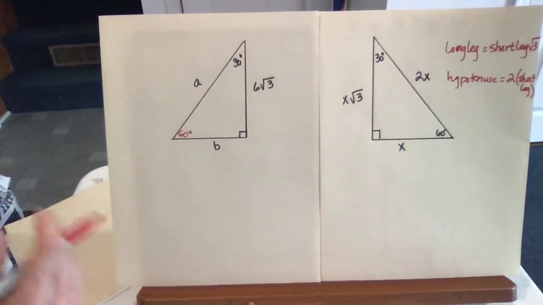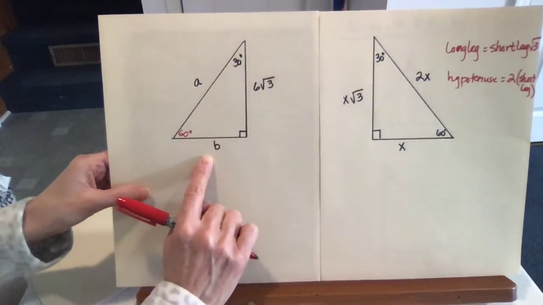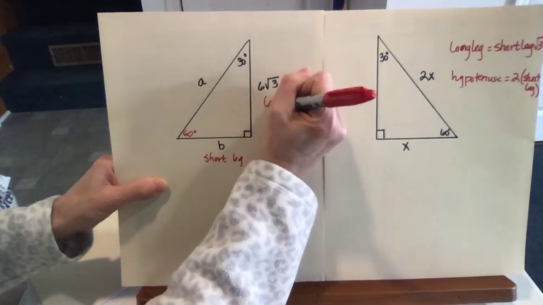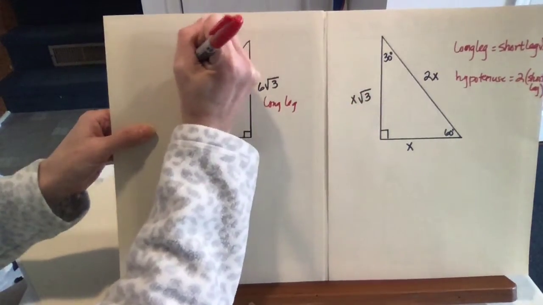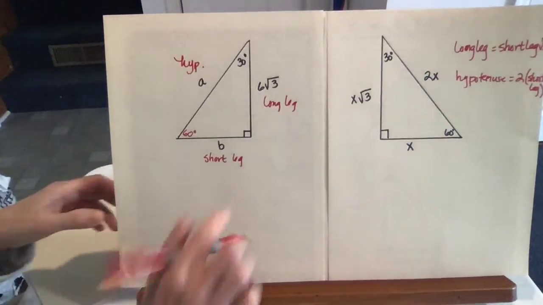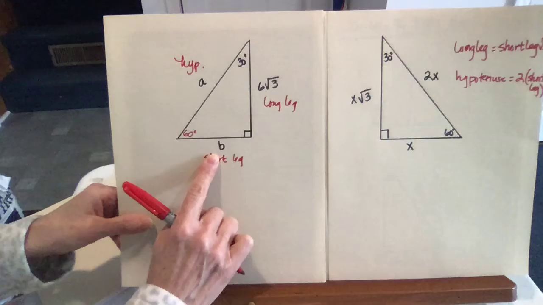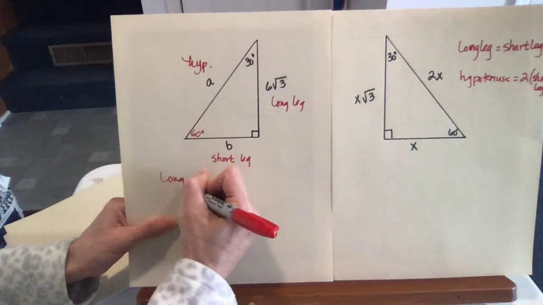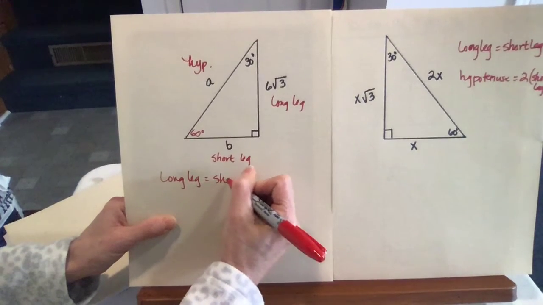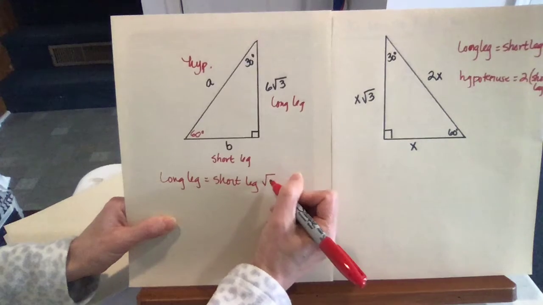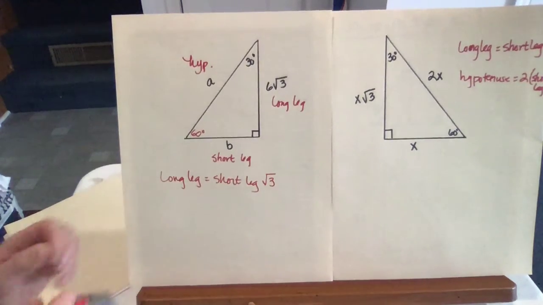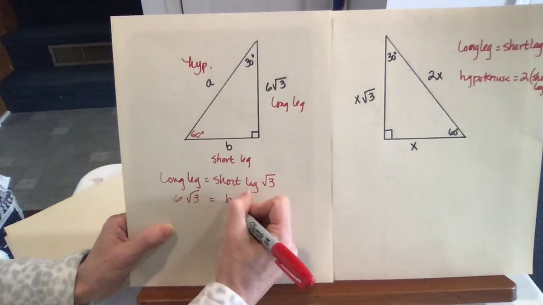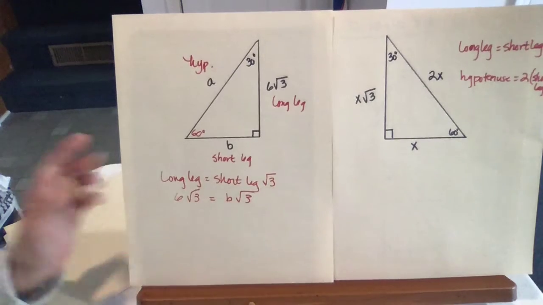What we need to do is work a little backwards because we are not given the short leg this time. So this is our short leg. This is our long leg. And of course, we know this is our hypotenuse. So we have to get our short leg from the long leg in order to get our hypotenuse. We know that long leg equals short leg times root 3. Our long leg is 6 root 3. We don't know our short leg, it's B, but short leg times root 3 gives us that long leg.